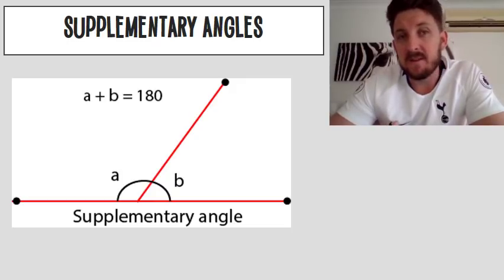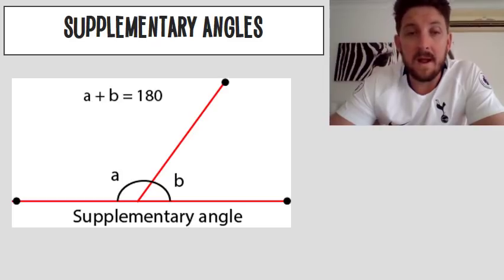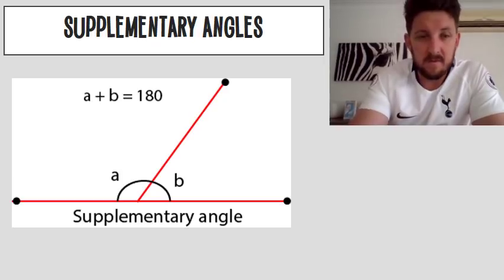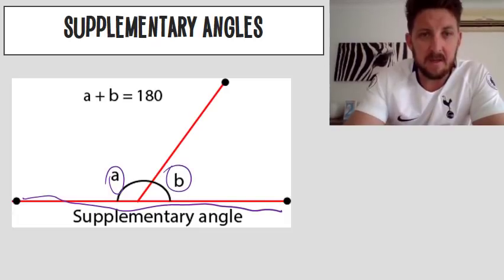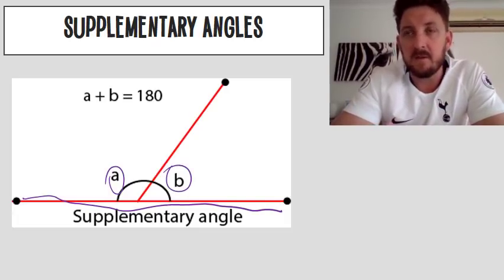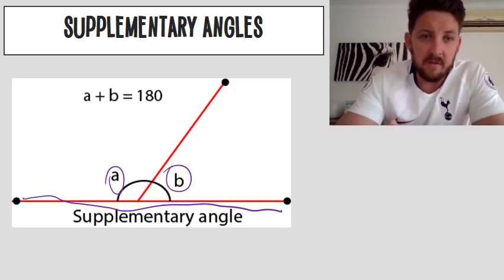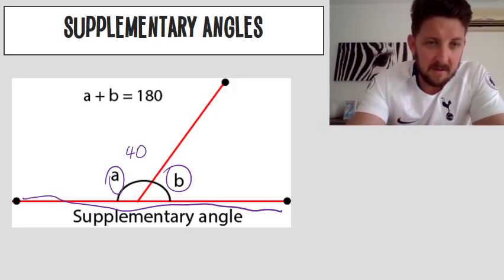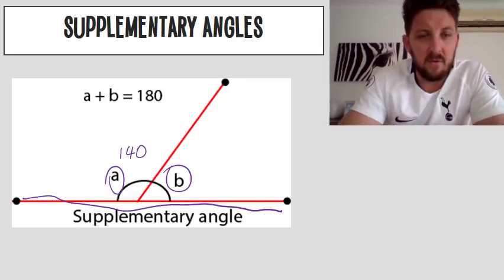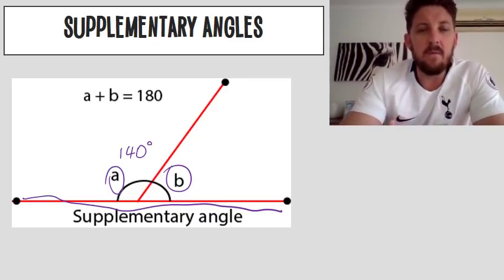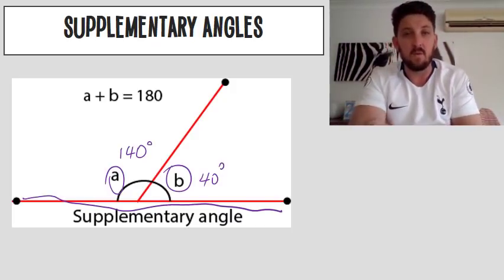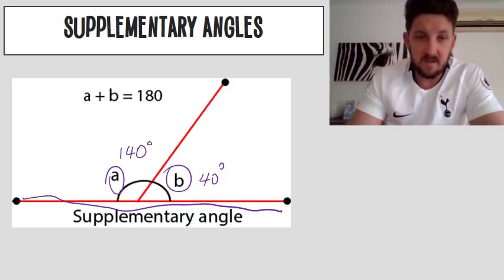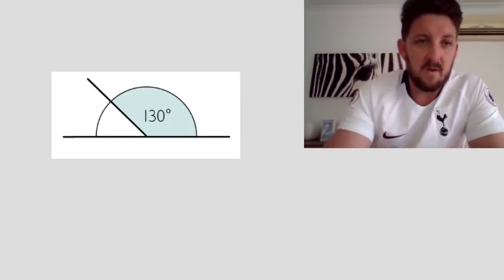So the first thing that you need to know about a supplementary angle is it's a straight line, or 180 degrees. So in this case, all you need to know is to make up this straight line, it's along here, these two angles of A and B must equal 180 degrees, because we know a straight line is 180 degrees. So for an example, if A was 140 degrees, then we would know that B was 40 degrees, because 140 and 40 equal 180.